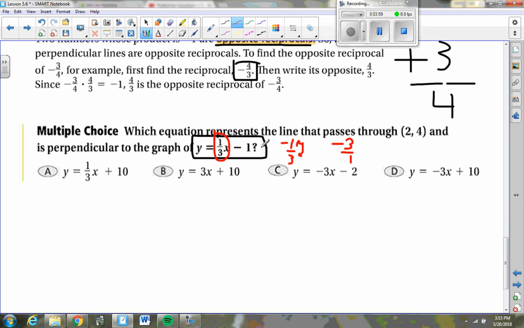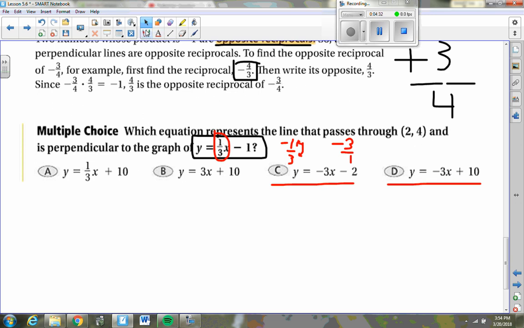So immediately, because of the opposite reciprocal slope rule, I know that the perpendicular line slope is going to be negative 3, which means it's got to be either C or D, because those are the only two that have slopes of negative 3. Negative 3 is attached to the x. That's where we see the slope, in front of the x. So C or D is what I'm deciding between, and I have to figure out which one it is.